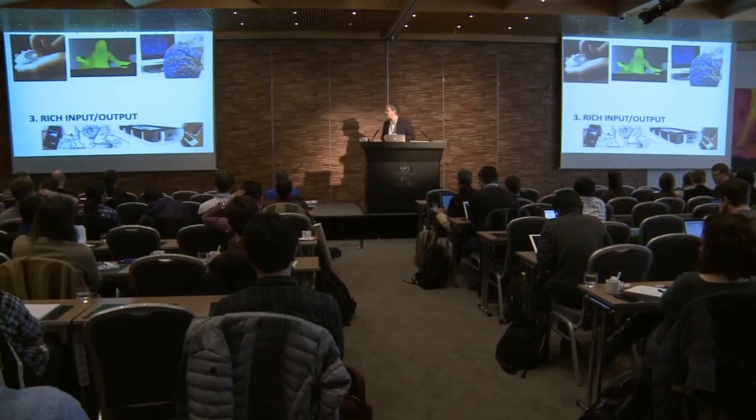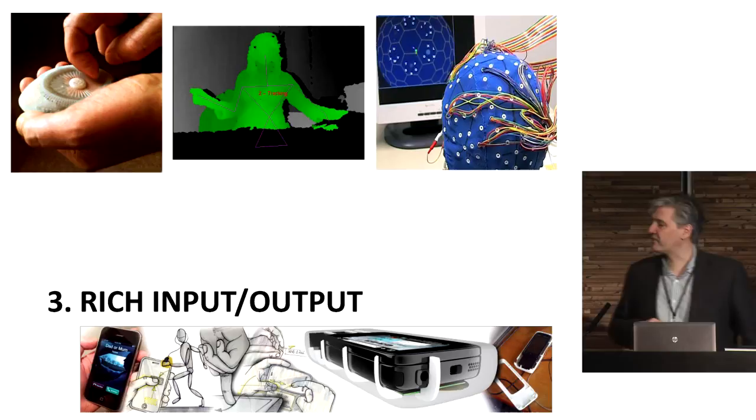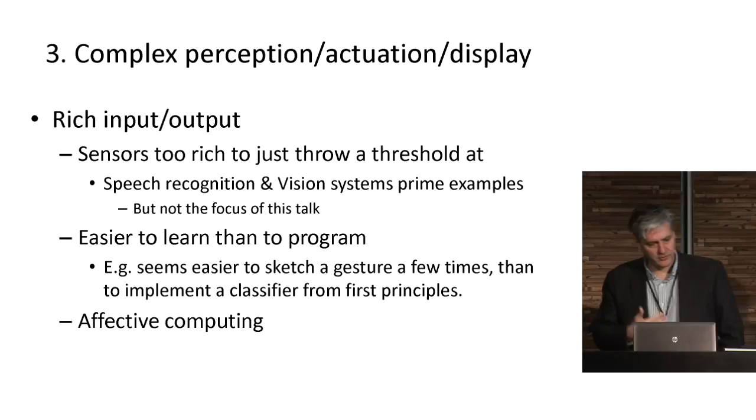That could be interpreting rich audio input as you rub a device, using information from the full body motion from a Kinect, EEG data from a brain-computer interface, and general motion from accelerometers and other inertial sensors. So these are sensors, they're too rich to just do simple thresholding on. You need to have a complex function. Obviously, speech recognition and vision systems are prime examples of that, but I won't be focusing on that in this talk.